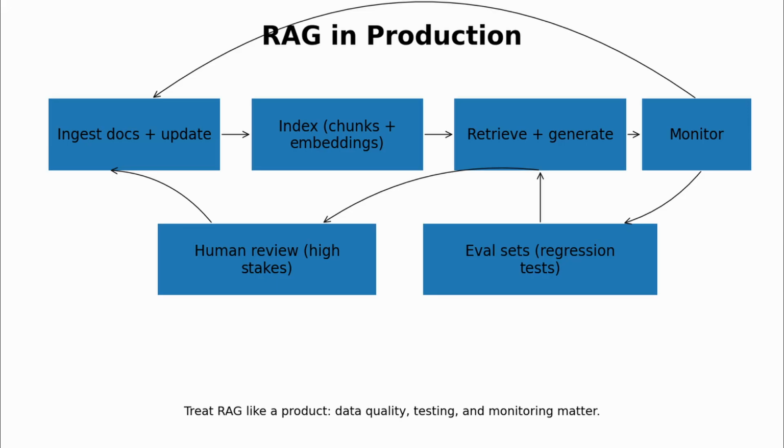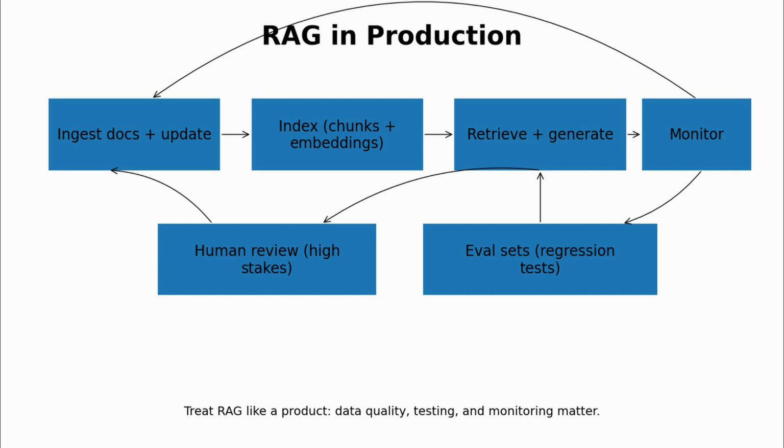A production RAG system isn't set it and forget it. It behaves more like a product than a model. Documents get ingested, chunked, and indexed. Embeddings are created. Search is tuned. Then there's the experience layer, how users ask questions, how answers are displayed, and how citations appear.